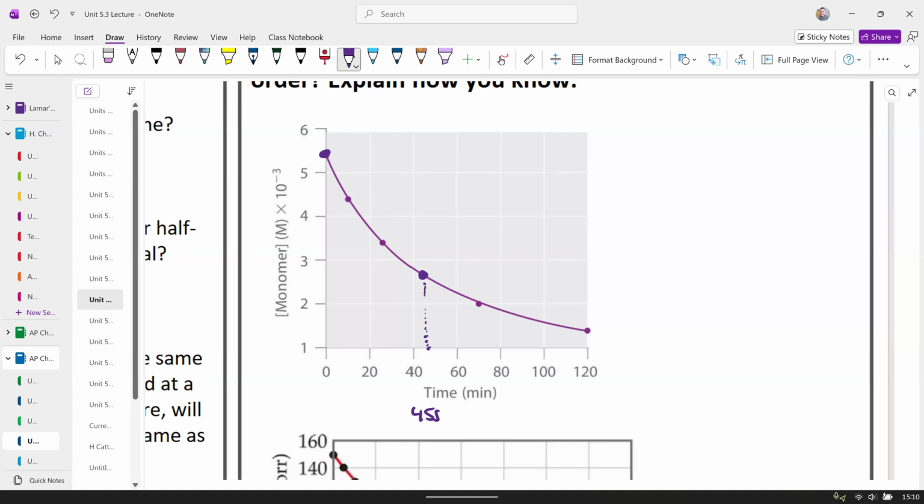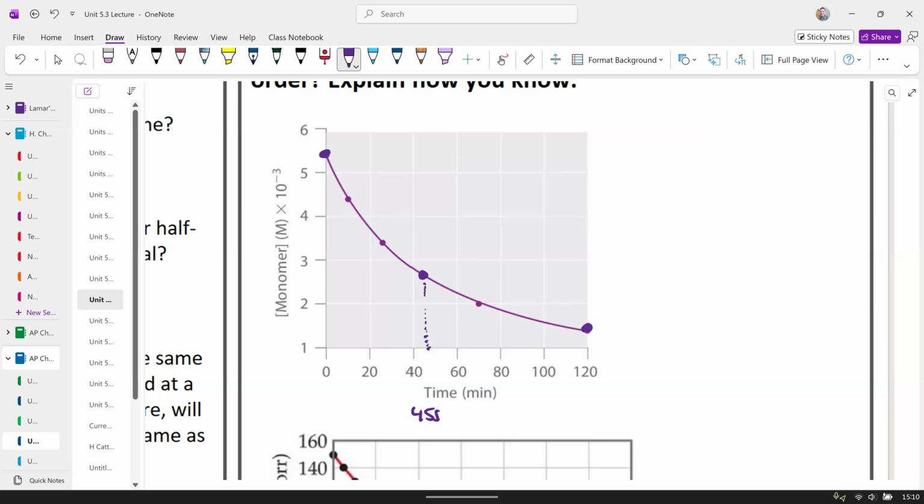Now, what do we know? If this is going to be first order, what do we know about the second half-life? It has to be 45 seconds as well. So let's see if that's true. So we're at 2.75. What do we need to go to? Nobody's grabbing their calculator. 1.375. You know what that looks like? It looks like this value right here.